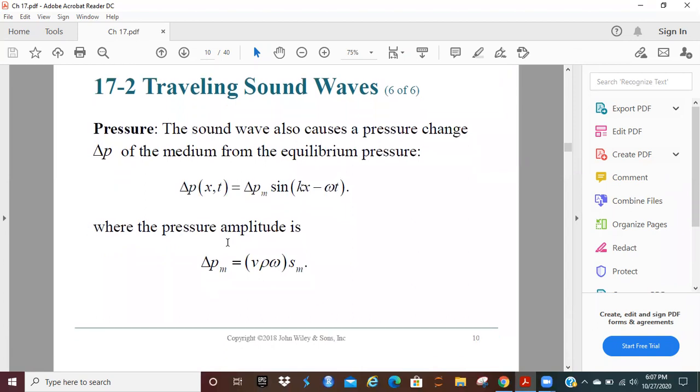Pressure. The sound wave also causes a pressure change, delta P, of the medium from the equilibrium pressure. And you can see the formula right there for the change in pressure. You're going to see that the pressure amplitude, the maximum, is going to be equal to the formula that you see there in front of you, which is basically built upon the displacement maximum times some other factors: velocity, density, and omega.